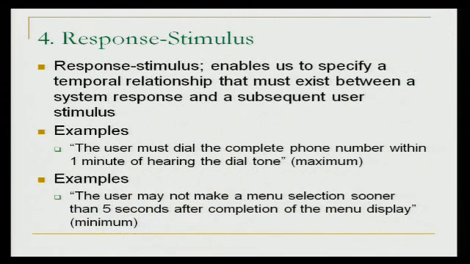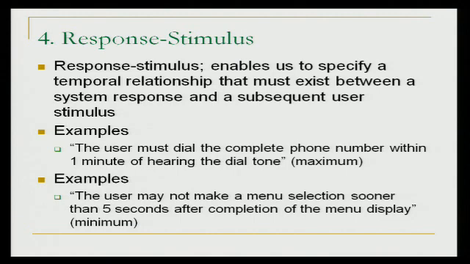And this is the last one, response stimulus. So I'm going to output something from my system and then wait for something to come into my system. An example of this could be the user. I have to dial a complete phone number within 1 minute of hearing the dial tone. So that means I hear the dial tone, so that's my response. The system gives me that response. And if I don't put something into the system, which in this case is the complete phone number, within 1 minute, maybe I get that fast dial tone or something like that, right?